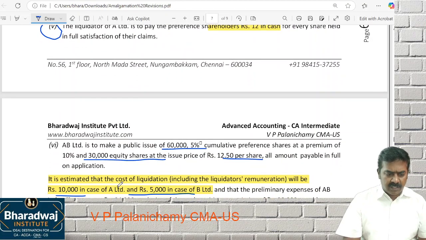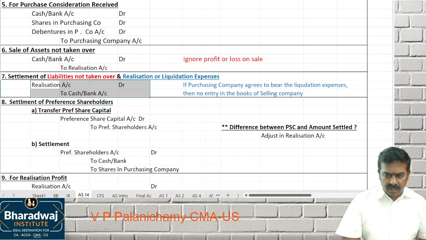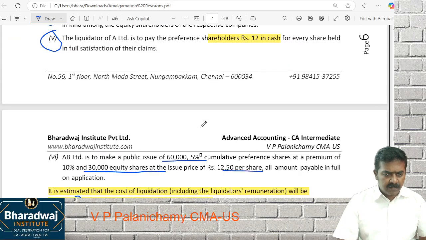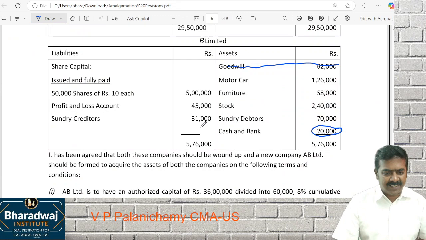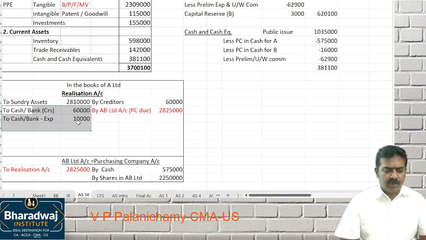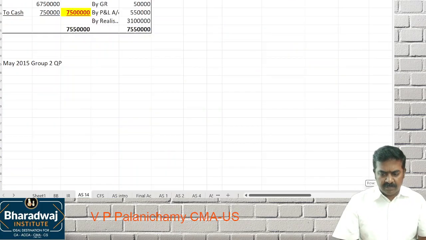What is the liquidation cost of the first company? 10,000 has to be paid. So how will this come? Realization to cash or bank for paying creditors. How much are we paying to creditors? First company creditors, look. You said about 91,000. Second year, have you done it? So first company creditors 60,000. Pay the 60,000. Realization to cash or bank for expenses, 10,000. You have to pay 10,000. Okay. So we paid realization expenses. What is the next one?